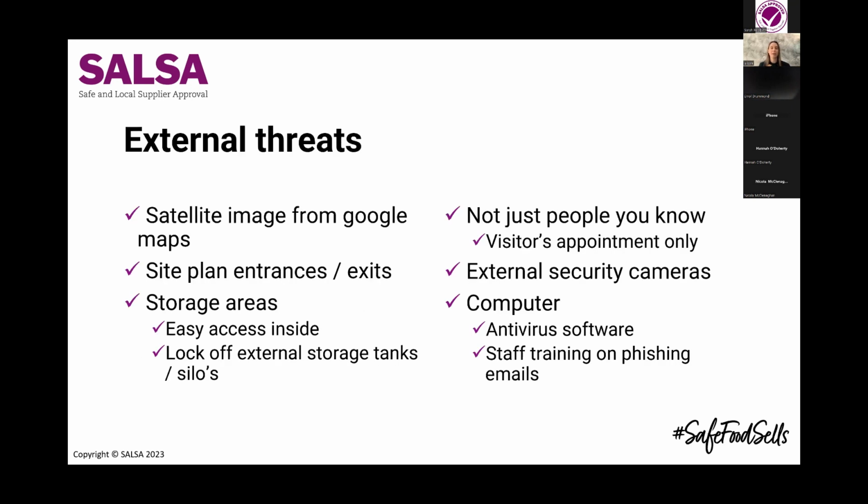We're going to start by thinking about external threats. So it's a really good idea to do a satellite image from Google Maps, just to have a look at your business and the surrounding areas. Use your site plan to have a look at the entrances and exits, and have a look at your storage areas. How easy is the access onto your site? Do you have a gated area? How secure is your perimeter? How easy is it to get inside your storage areas as well?